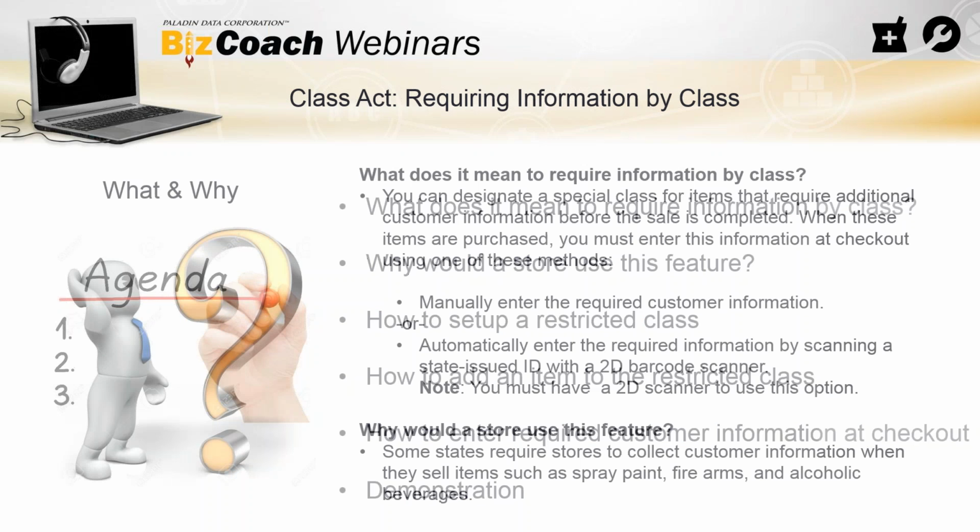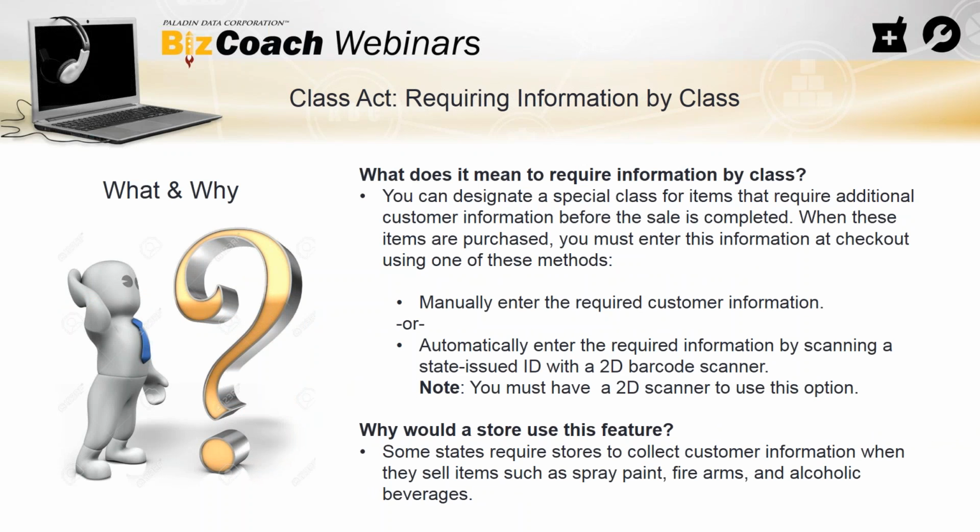So let's jump right into this. What does it mean to require information by class? Well, as many of you know, we have different levels of organization attached to an item: department, location, class. You build a class, and you apply that to this item. And this would be a restricted class. That's how we're tracking these items that we need to collect a little bit more information on. And then when these items are purchased, since they exist within that class, it will prompt the clerk, hey, you need additional information from this customer in order to proceed.